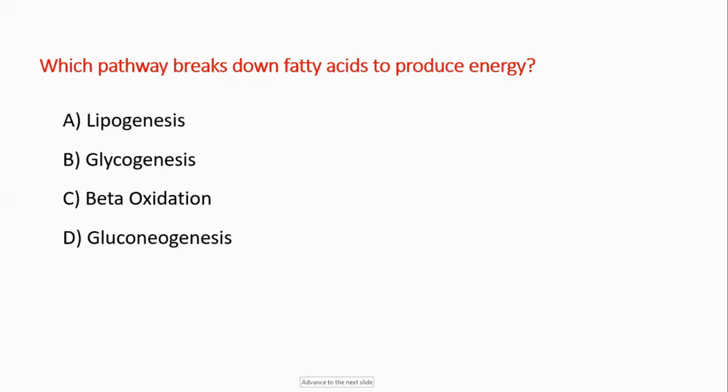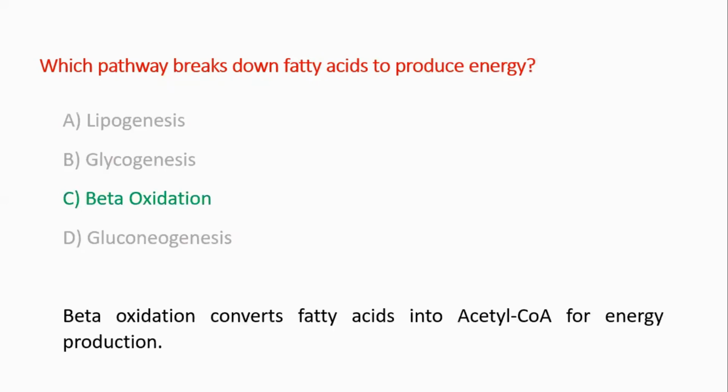And you are guessing it right. The right answer is beta-oxidation. Beta-oxidation converts fatty acid into acetyl-CoA for energy production.